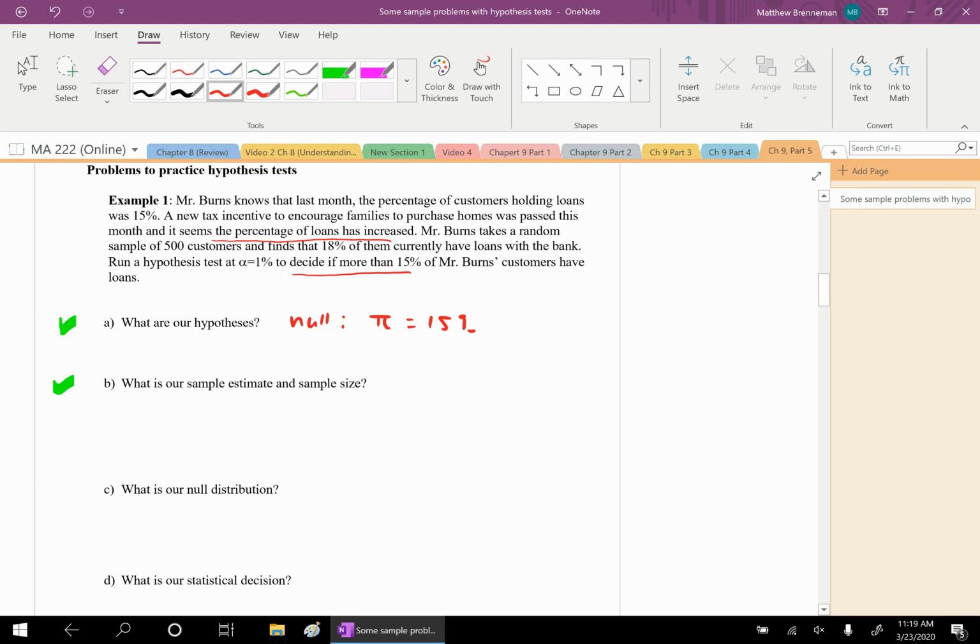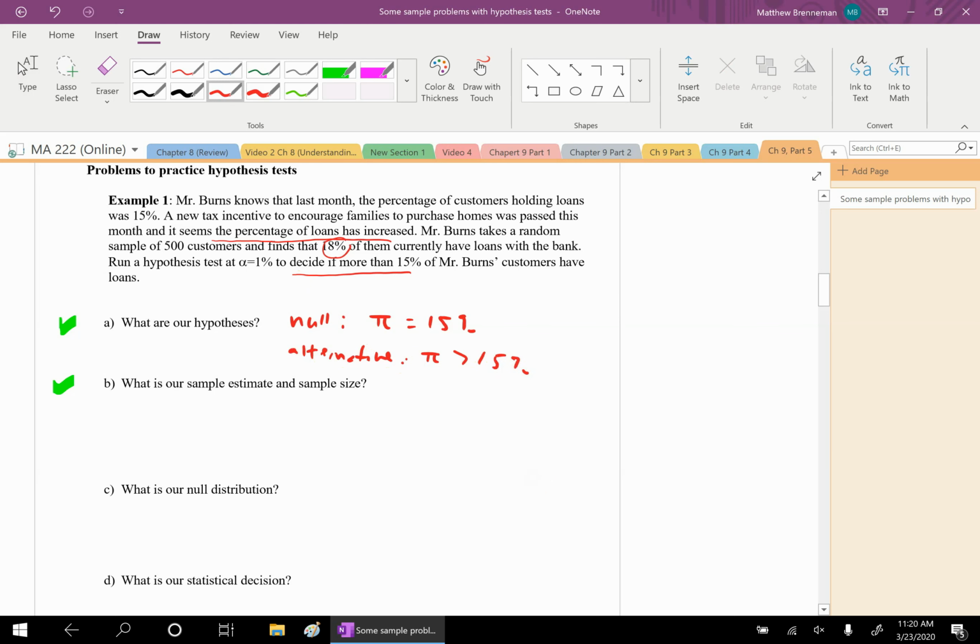So we have three pieces of information that tell us what the alternative is. First, this is kind of our hypothesis here, right? It seems the percentage of loans has increased. Notice that our sample percentage is greater than the old value. Again, the sample percentage has to be in favor of the alternative. And here it actually says in the hypothesis test what we're testing. So we have three different ways to verify that our alternative is that the population percentage of the bank customers that have loans is greater than 15%.